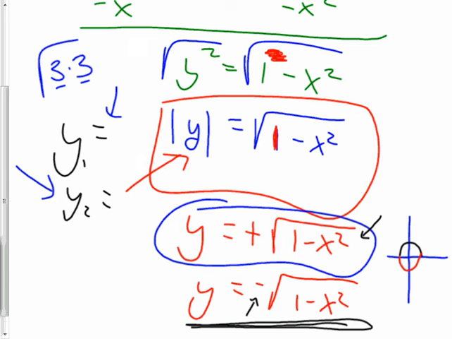Here's the key. When you took the square root of both sides, if you want this y to come out of the square root, you need absolute values. I don't want this to try to come out from the square root because you can't find the square root of 1 minus x squared.